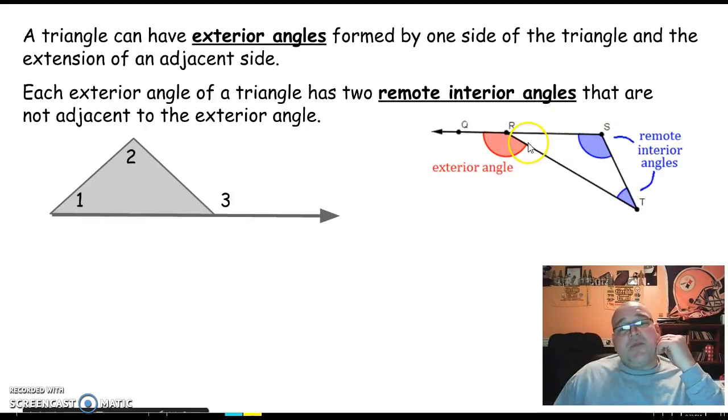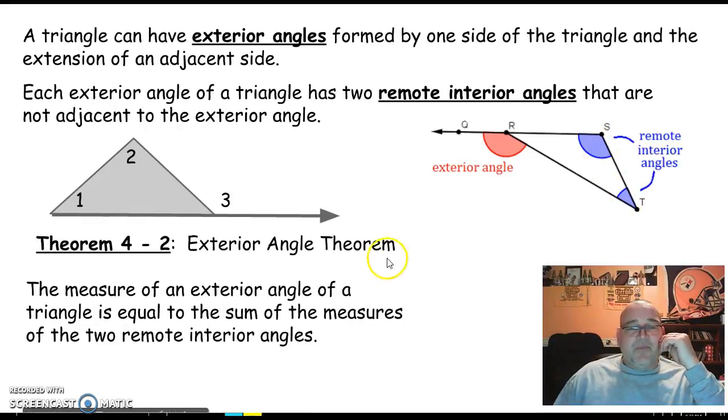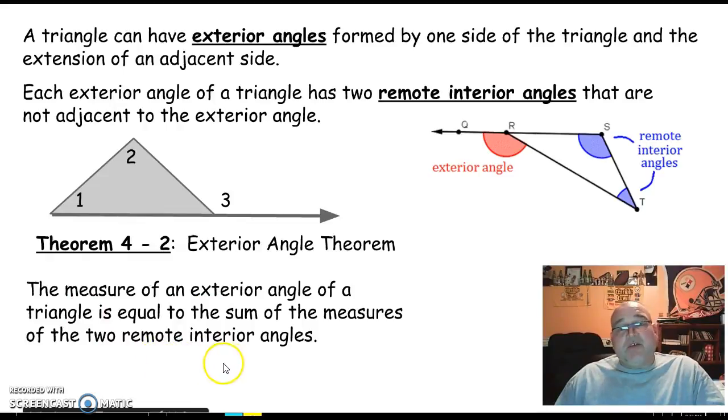But these two, remember the triangle angle sum theorem says that the three angles of a triangle also equal 180. So this plus this is 180. Angle R plus angle S plus angle T is 180, and we discover this. The measure of an exterior angle of a triangle is equal to the sum of the measures of the two remote interior angles. Back to my diagram here, the measure of angle 3 equals the measure of angle 1 plus the measure of angle 2.